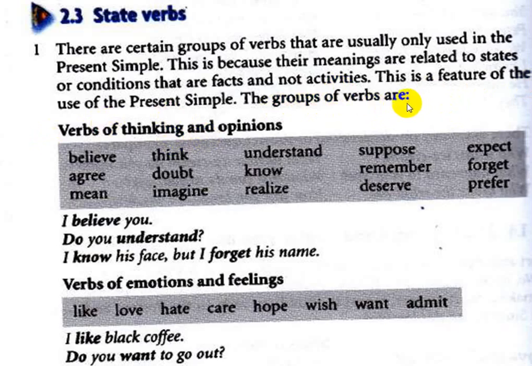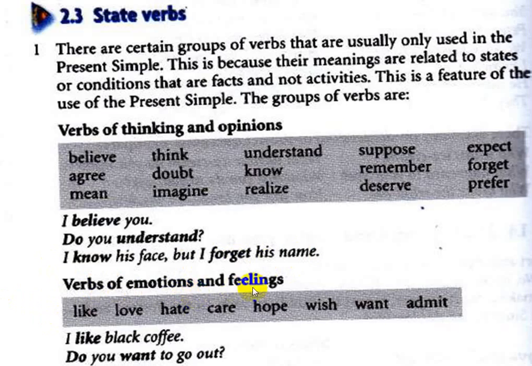The first group of state verbs are verbs of thinking and opinions. Believe, think, understand, suppose, expect, agree, doubt, know, remember, forget, mean, imagine, realize, deserve, prefer. These are all state verbs, which are verbs of thinking and opinions. For example, I believe you. Do you understand? I know his face, but I forget his name.